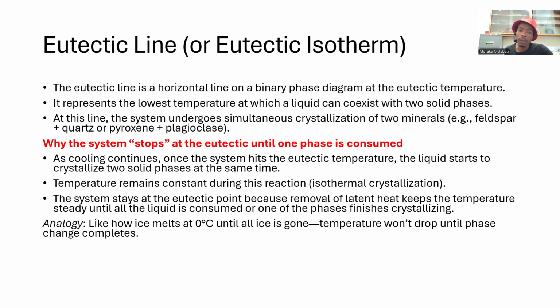So as cooling continues, once the system hits the Eutectic temperature, the liquid starts to crystallize to solid phases at the same time. So the temperature would remain constant during this reaction. Okay, it will remain constant. So the system stays at the eutectic point because removal of latent heat keeps the temperature steady until all the liquid is consumed and or one of the phases finishes crystallizing. Okay, so an analogy is how ice melts at 0 degrees until all ice is gone. So the temperature won't drop until the phase change completes.